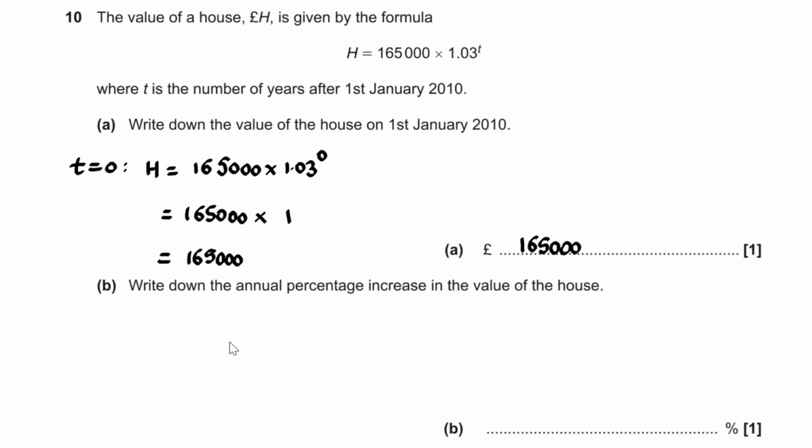Now for part B, we have to write down the annual percentage increase in the value of the house. Well, can you see here that we've got a multiplier of 1.03. And this will correspond to a 3% increase.